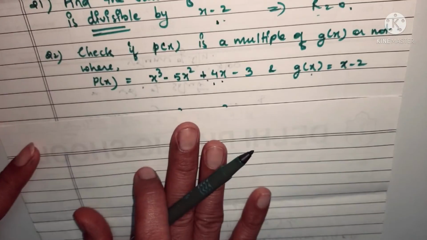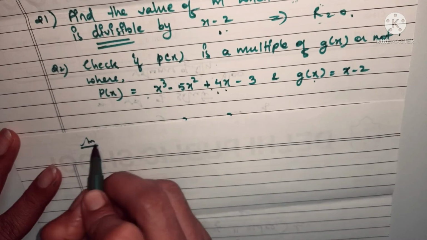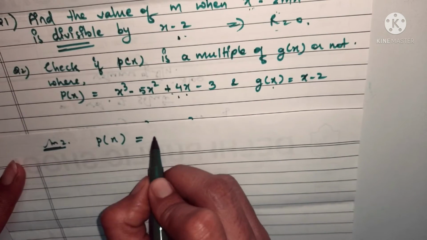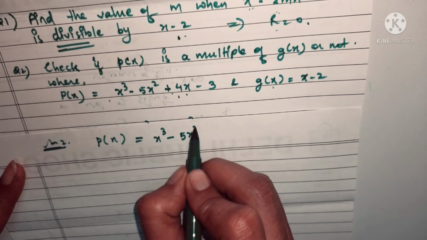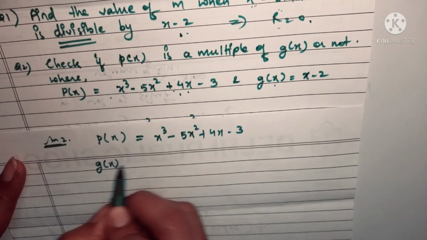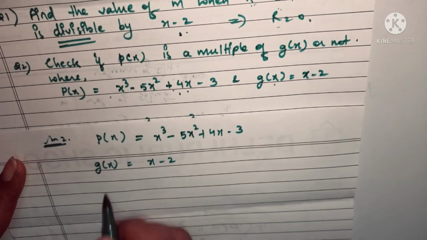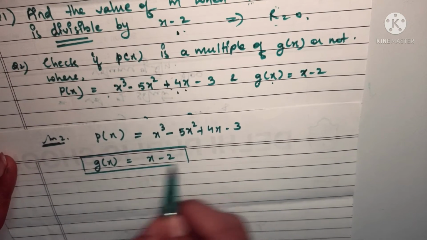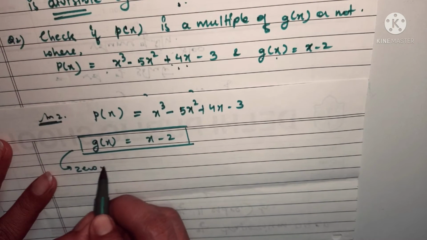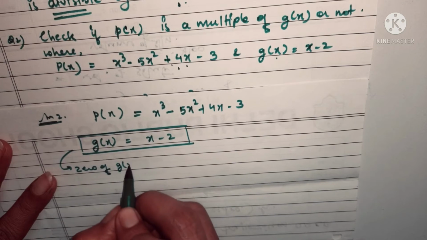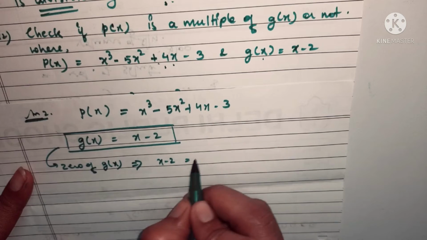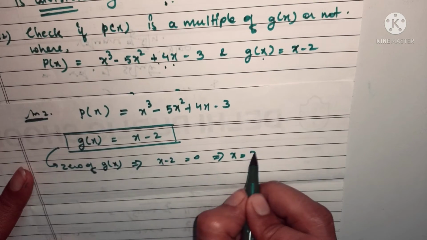So here again what we are going to do, answer 2 will start with px. Given polynomial is px, which is equal to x cube minus 5x square plus 4x minus 3, and you are given a linear polynomial as gx, x minus 2. So with the help of this polynomial we'll find the 0 of this polynomial. So the 0 of this polynomial will be the 0 of gx. Okay, so it will give you x minus 2 equal to 0. This implies x is equal to 2.